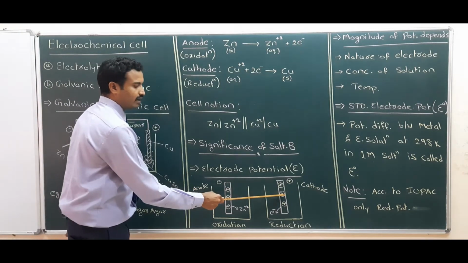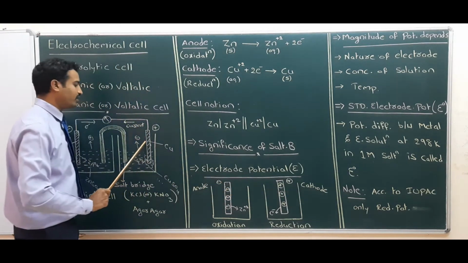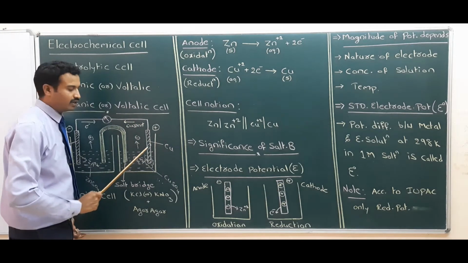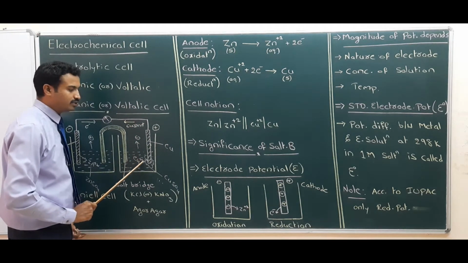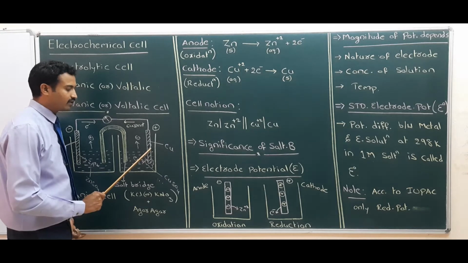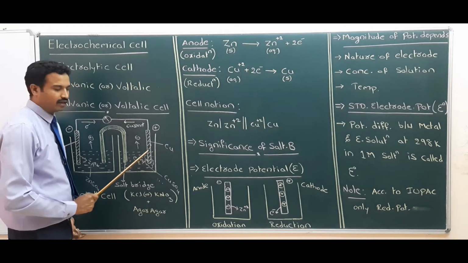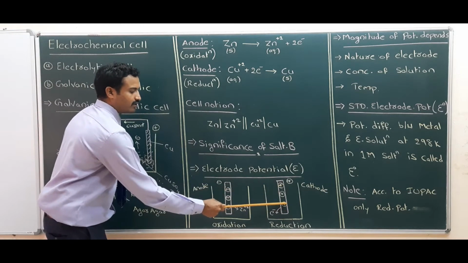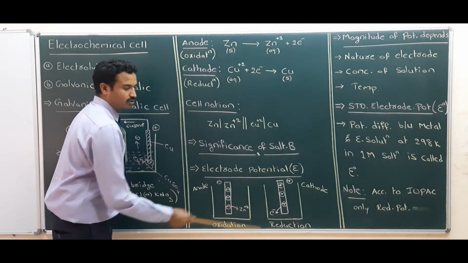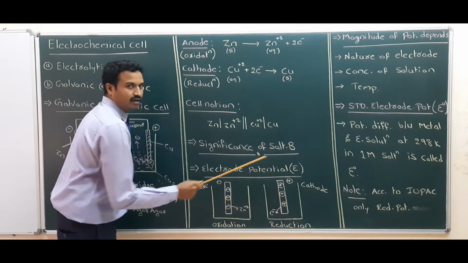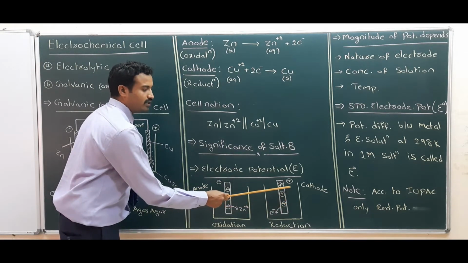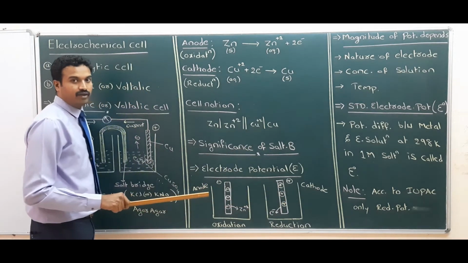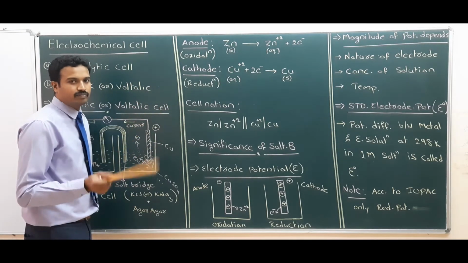Next, the cathode, the copper rod dipped in copper sulfate solution. What is the reaction here? Cu plus 2 ions are gaining electrons from this rod. So from this rod electrons are released to the solution, and positive ions are dominating in the electrode. So the cathode is plus.